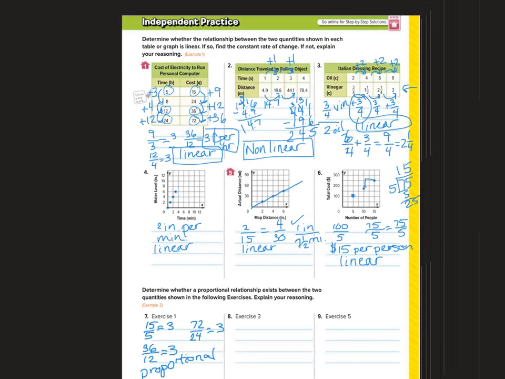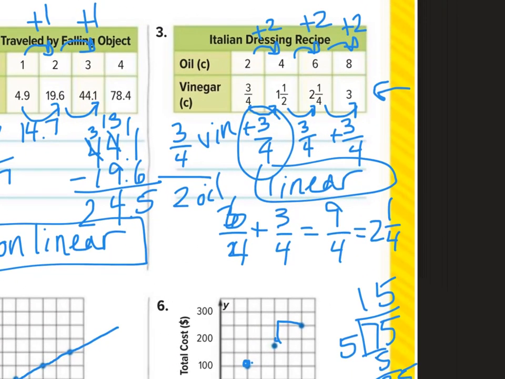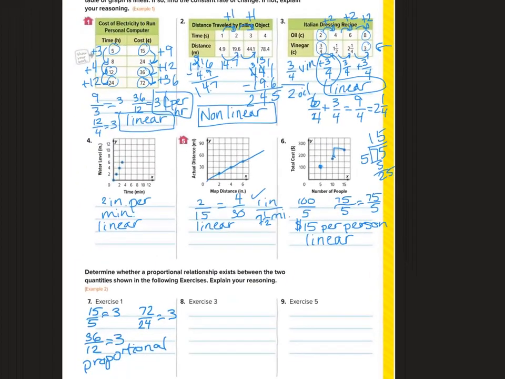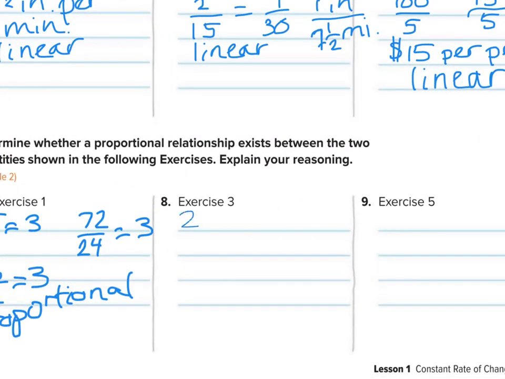Exercise 3. So we're looking at this one. We're determining whether the ratios are proportional. So does 8 over 3 equal 2 over 3/4? Let's check that out. 2 divided by 3/4, does that equal 8 divided by 3? So 2 divided by 3/4 is actually 2 times 4 over 3, which is 8 over 3. Okay, so those are equal.